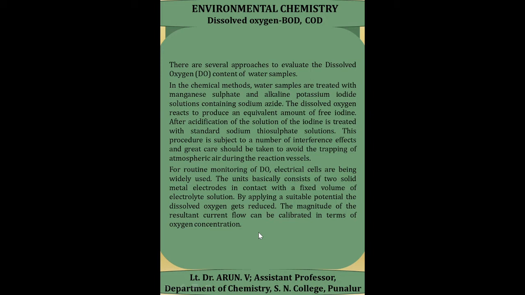The electrical cell unit basically consists of two solid metal electrodes in contact with a fixed volume of electrolyte solution. By applying a suitable potential, the dissolved oxygen gets reduced. The magnitude of the resultant current flow can be calibrated in terms of the oxygen concentration. Hence, by using this method, we can find out the dissolved oxygen in a given sample of water.